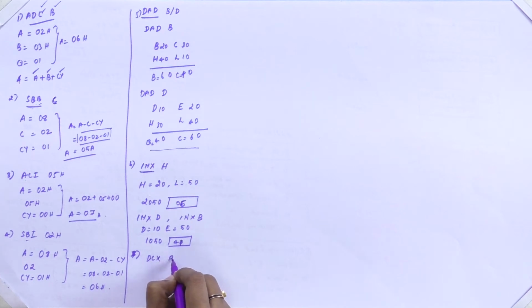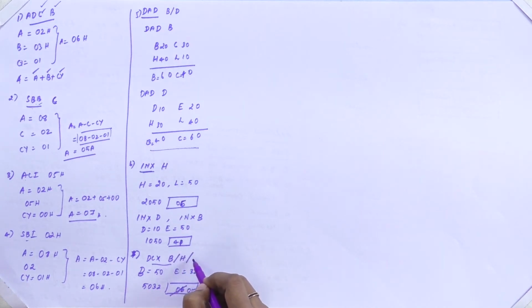Then the last additional instruction is DCX, that is decrement register pair by 1. So DCX B, if you execute this instruction, the content present in the BC register pair will be decremented by 1. For example, B is equal to 50 and C is equal to 32. It refers to the memory location 5032, and whatever the data present in this 5032, let us say 06, it will be decremented by 1 as 05. This is the function of DCX. It can be used for H register pair and also D register pair. So whenever you encounter this X, it means that register pair is involved.